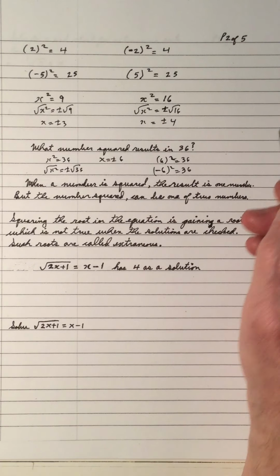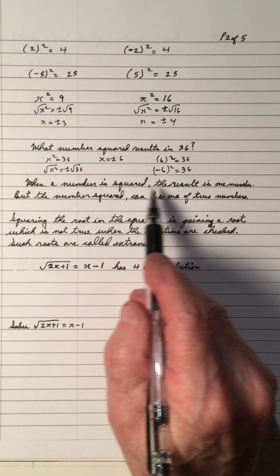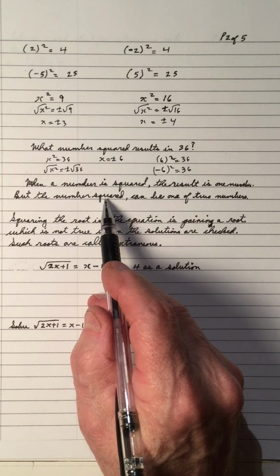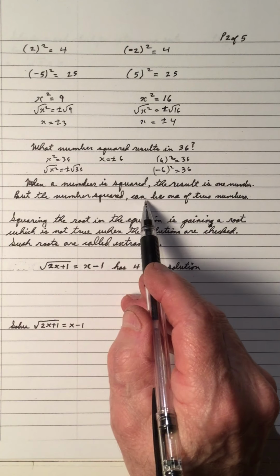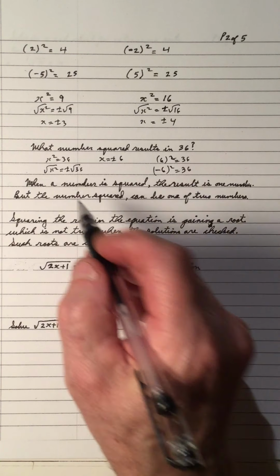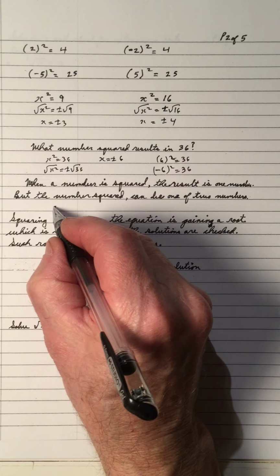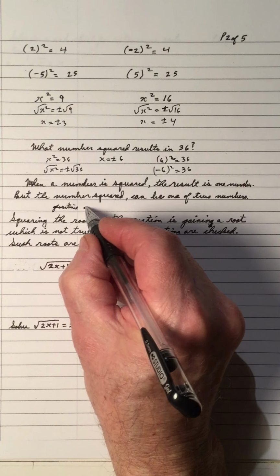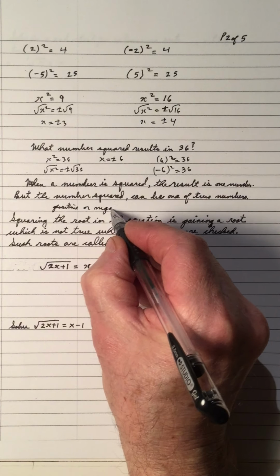So there are two numbers. When a number is squared, the result is one number, but the number squared can be one of two numbers. That means it can be a positive number or a negative number.